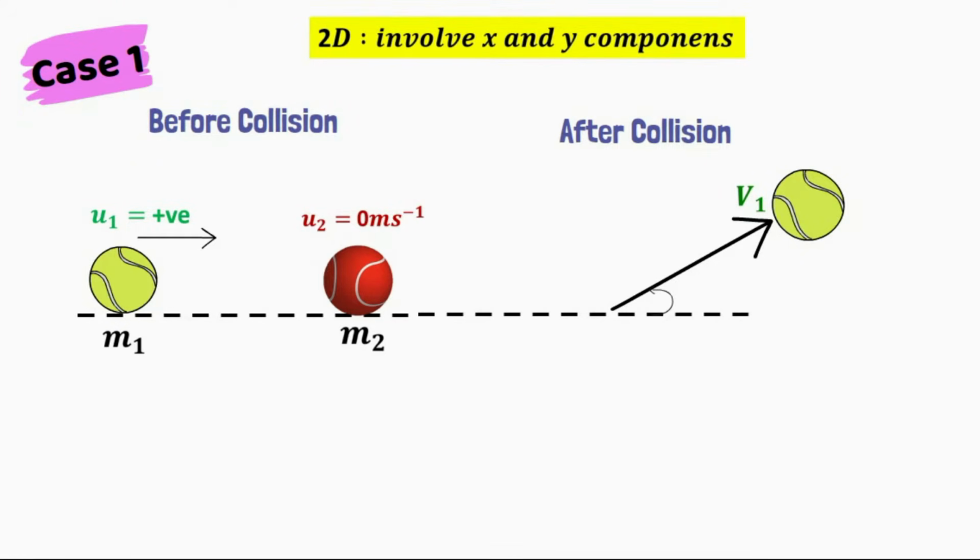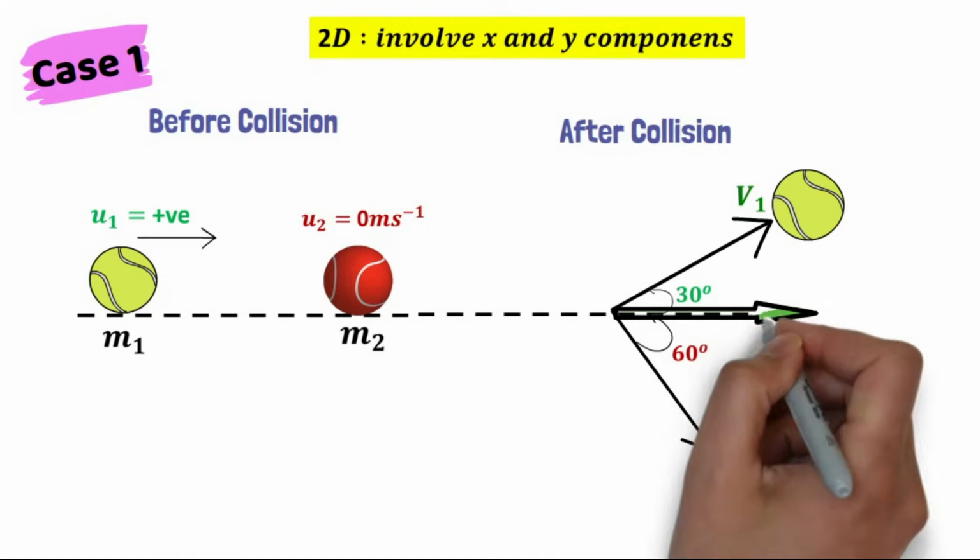dalam rajah, di mana the angle is 30 degree to the horizontal. Okay? Dan bola yang kedua bergerak ke bawah at angle of 60 degree to the horizontal. So, kita ada final velocity for ball 1 is V1 and final velocity for ball 2 is V2. Di mana after collision, kedua-dua objek bergerak pada arah yang melibatkan angle. Okay? So, V1 30 degree while V2 is 60 degree.